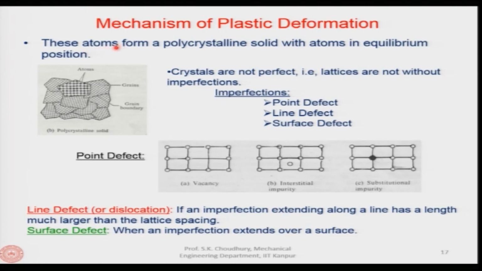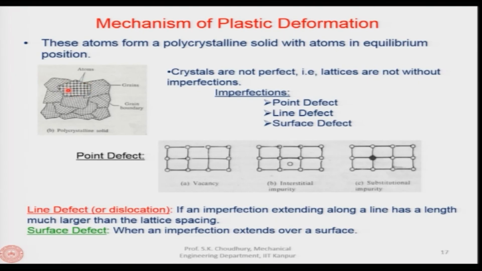These atoms that we have seen form a polycrystalline solid with atoms in equilibrium position. All right. So, here these are the atoms. Here we can see the polycrystalline solid, and here we have the grains. Each grain has the atoms which are located in the equilibrium position. All right. Now, these crystals, polycrystalline materials, solids, are not perfect. That means in the lattice structure there are always imperfections. They are not perfect in the sense that not all the atoms may be arranged in the way that is shown here.